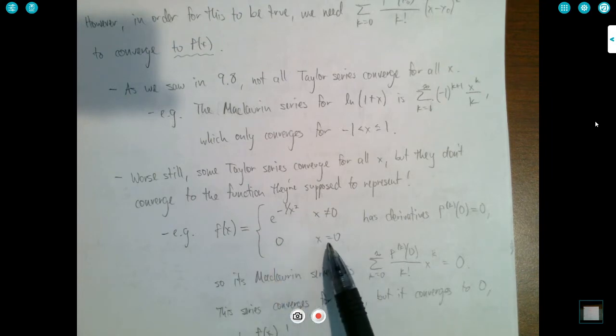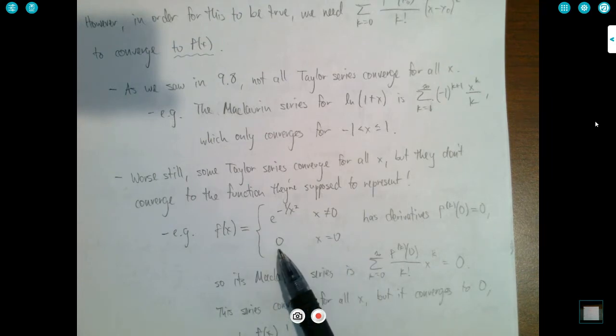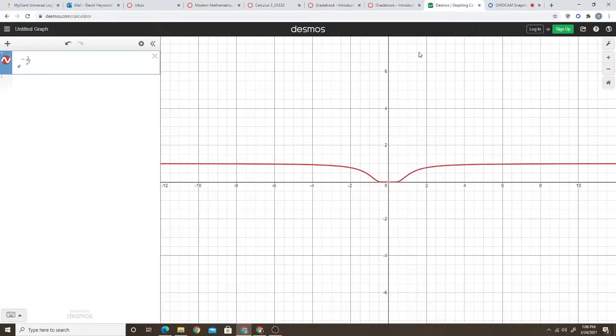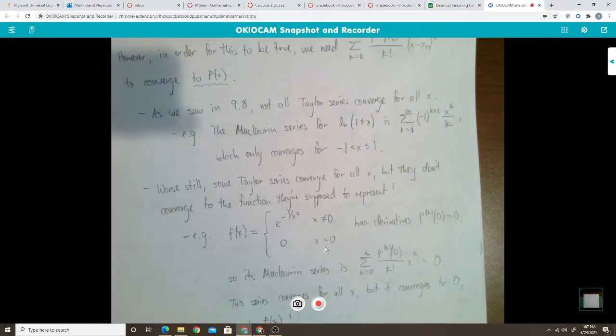And the rule that you should assign when x equals 0 is 0, because if you look at this in Desmos, this is the function e to the negative 1 over x squared, and obviously the limit as x approaches 0 is 0. So that's sort of the natural definition to give to the function. That's the natural function value to assign when x equals 0.